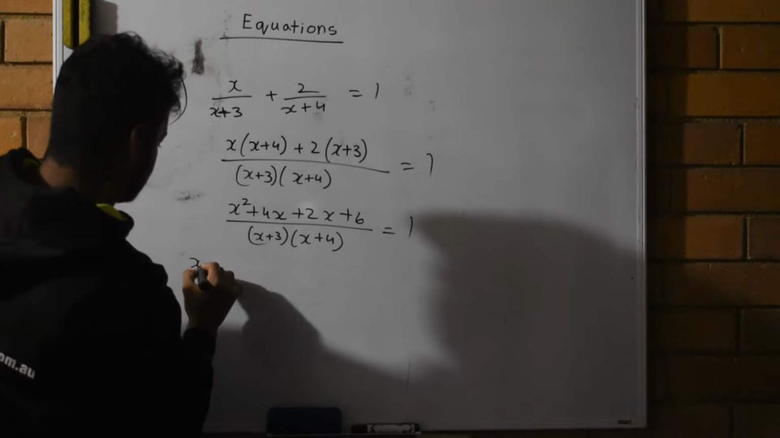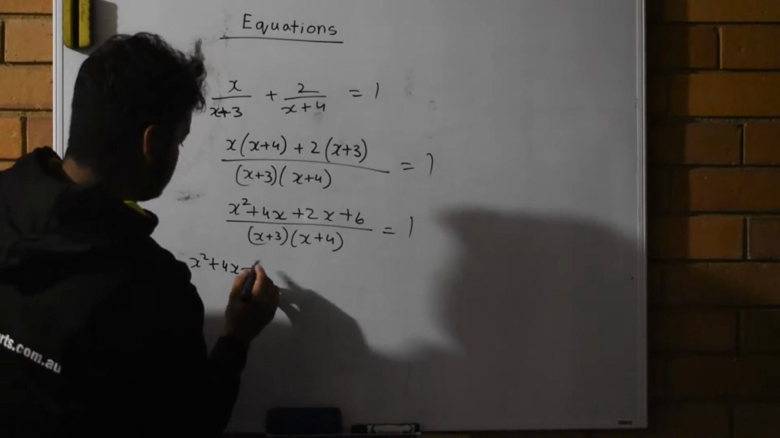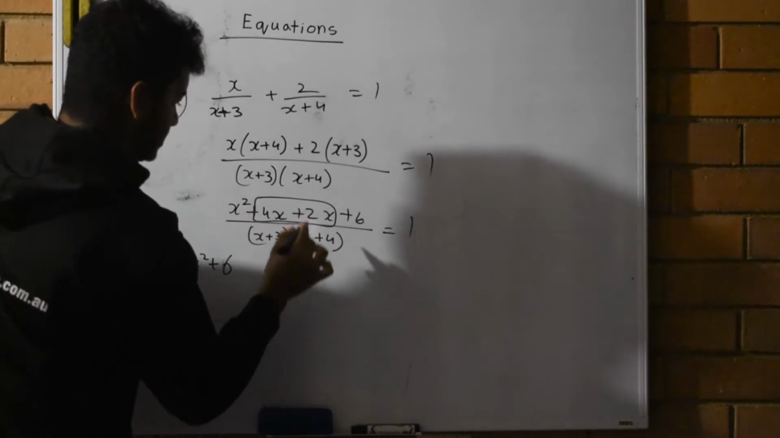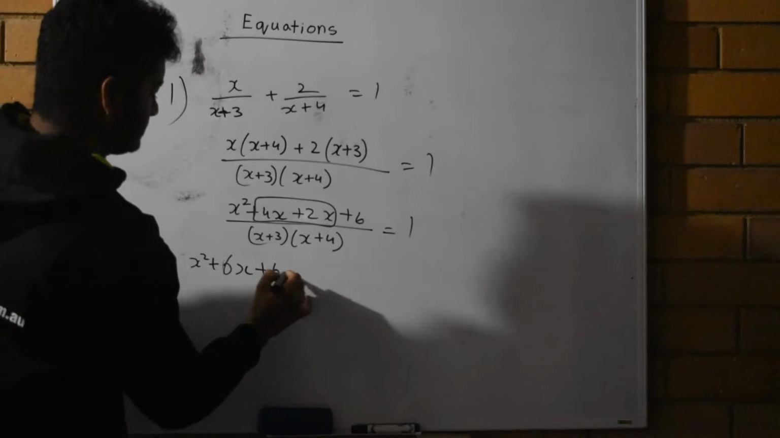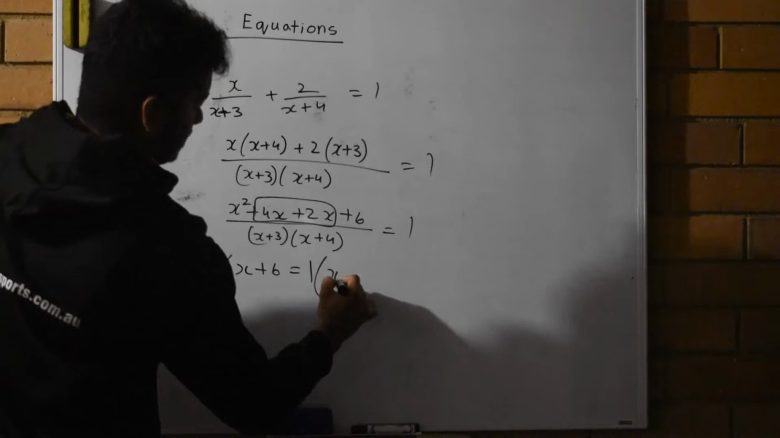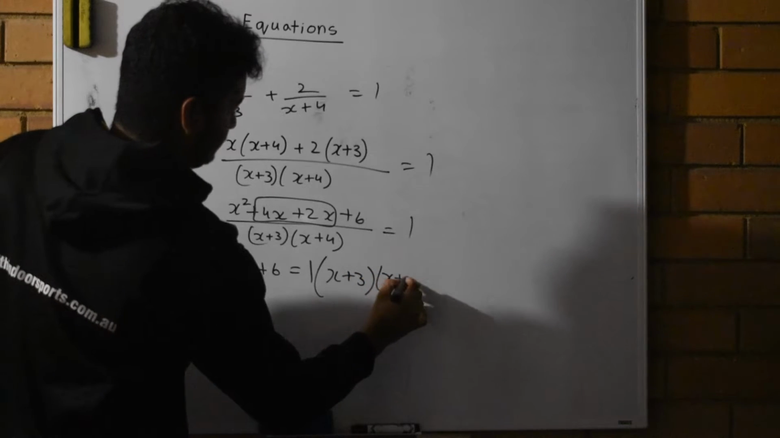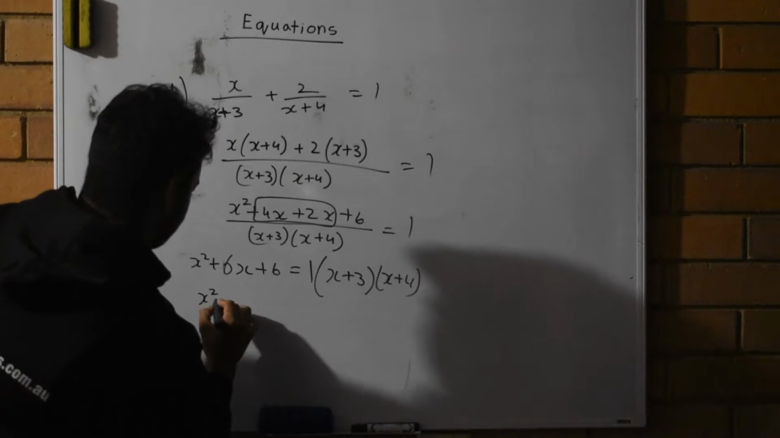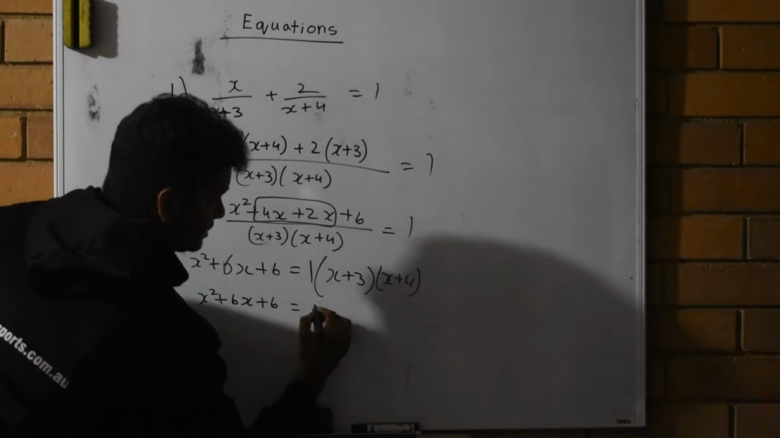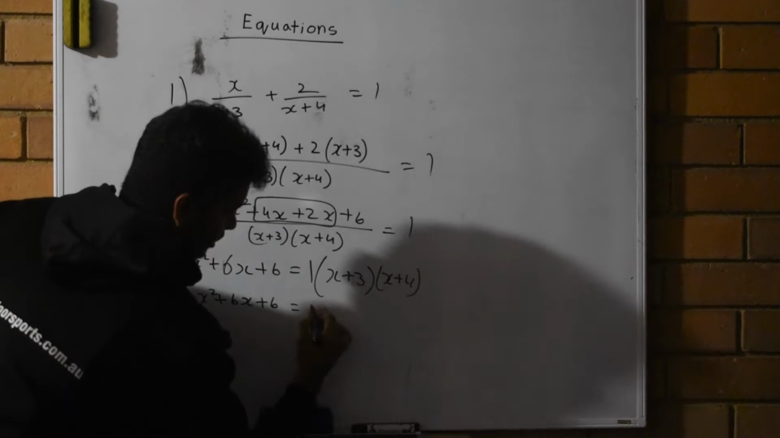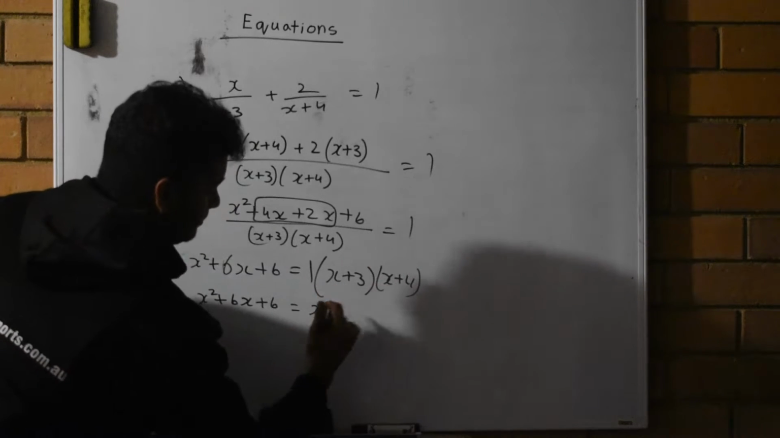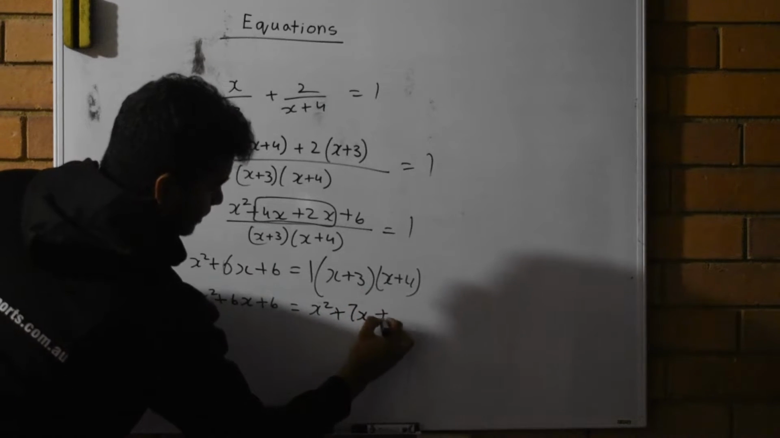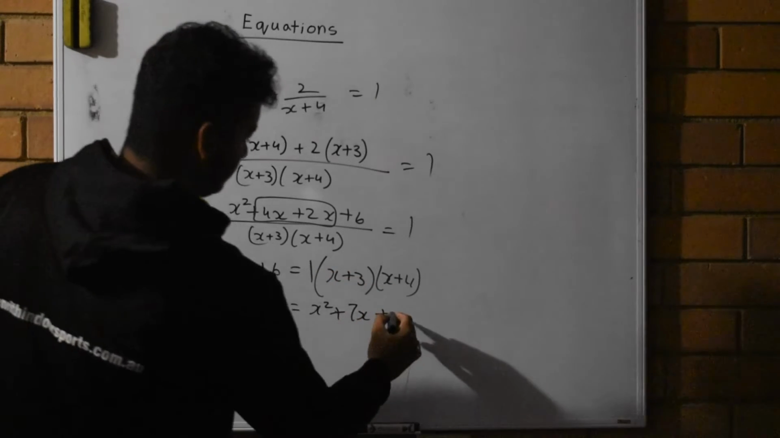So x squared plus 4x plus 2x, that's 6x, plus 6 gives me 1 times x plus 3 and x plus 4. Now, x squared plus 6x plus 6 equals x squared, don't worry about the 1, plus 4x plus 3x, that's 7x, plus 3 times 4, that's 12.